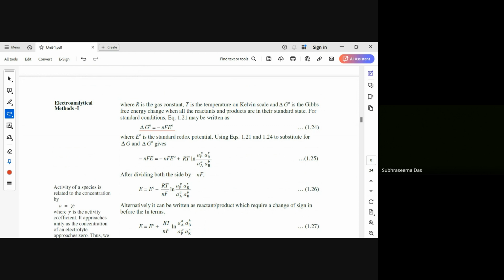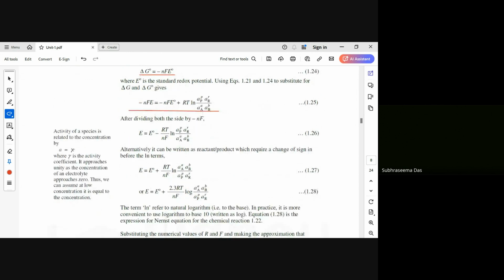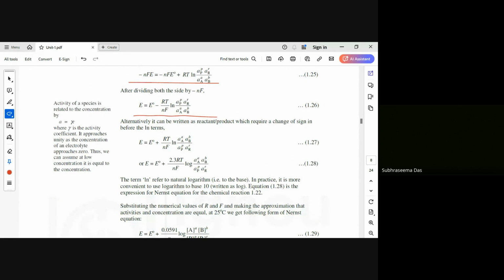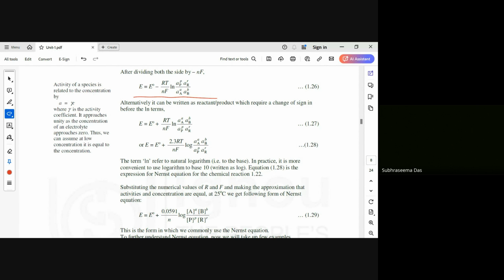Ultimately, substituting, we get that minus NFE is equal to minus NFE zero plus RT ln of the activity of the products by the activity of the reactants. Dividing both sides by minus NF, we get that E is equal to E zero minus RT by NF ln of the activity of products by the activity of reactants. Alternatively, we can write it as E is equal to E zero plus RT by NF ln of the activity of the reactants by the activity of the products. Then we introduce the factor of 2.3 RT for the log.